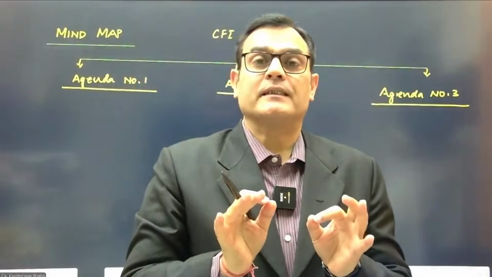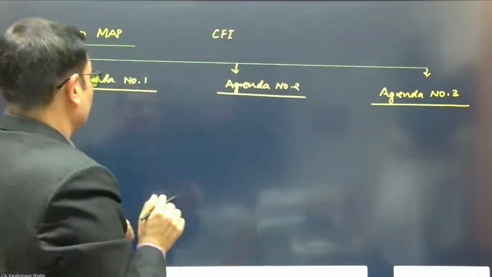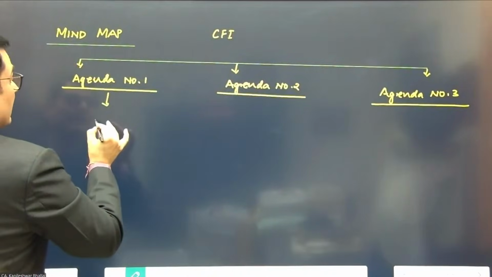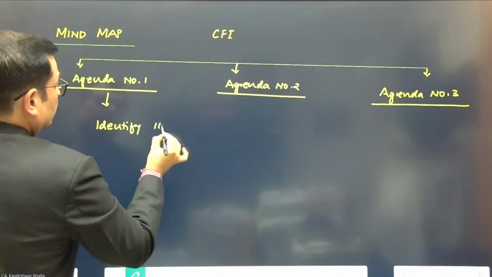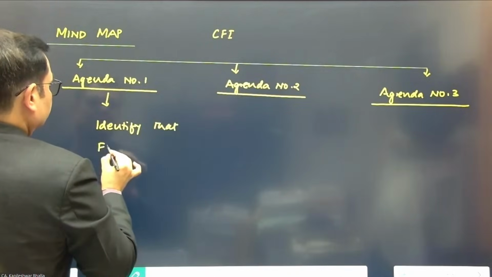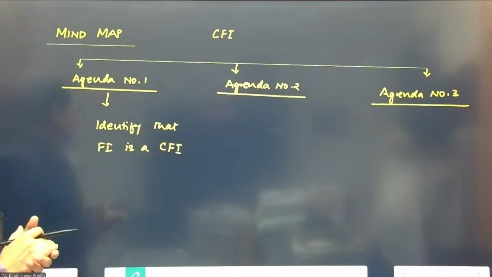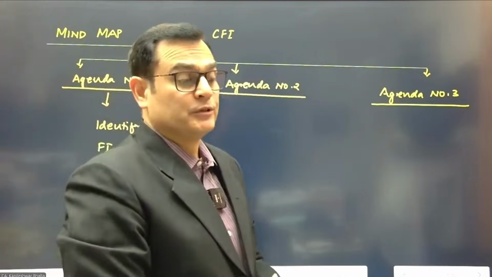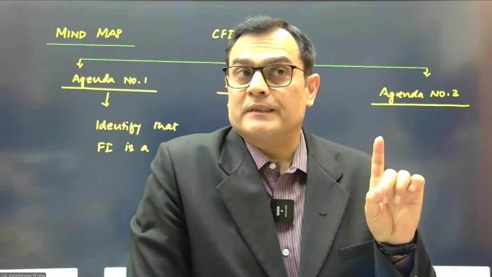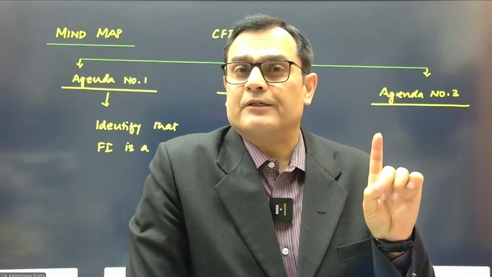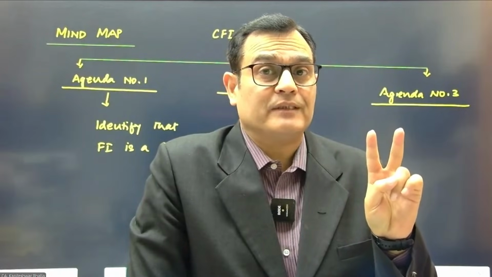Now, the first agenda is how to identify that it's a CFI. So our first agenda was focusing on how to identify that a financial instrument is a compound financial instrument. For this particular purpose, I gave you a total of 3 inputs. I said one is that you could look at an instrument which has one component FL and one component equity, though it's non-derivative in nature.